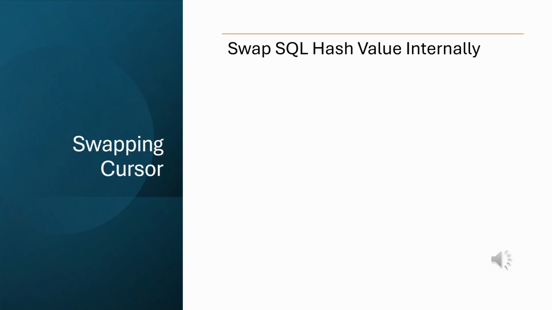And the third thing is the swapping process: swapping SQL hash values internally by Oracle. So any of these will give us the query equivalence function.